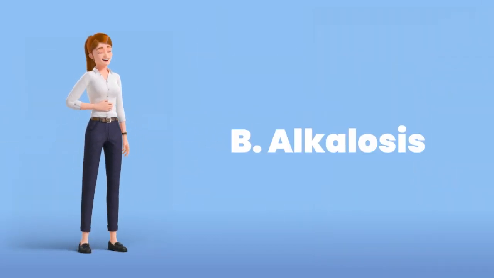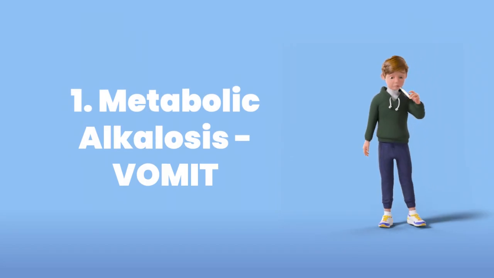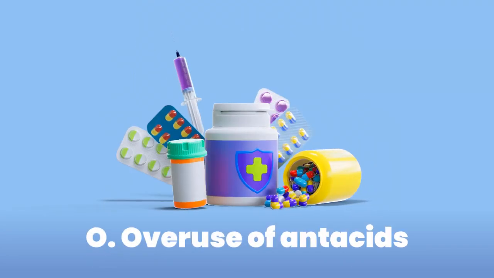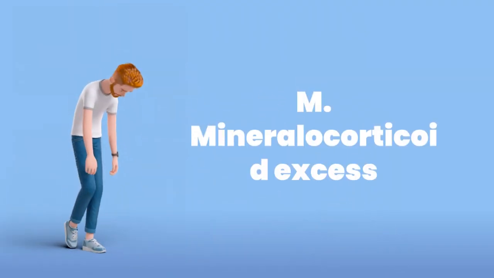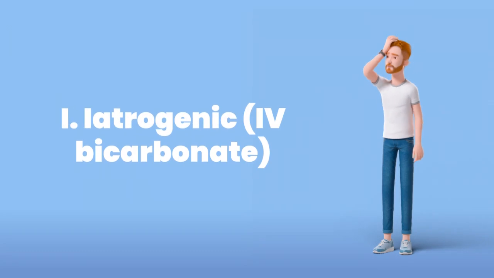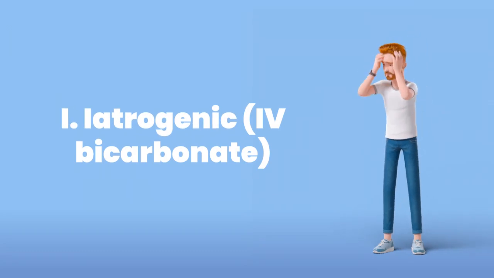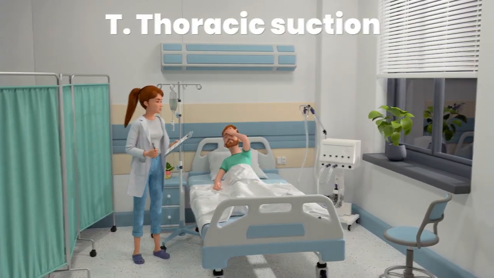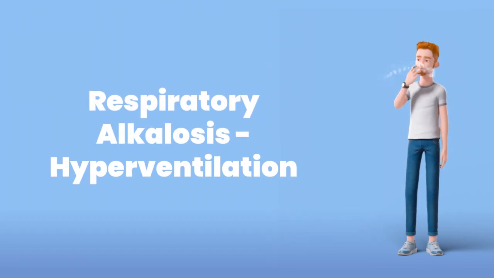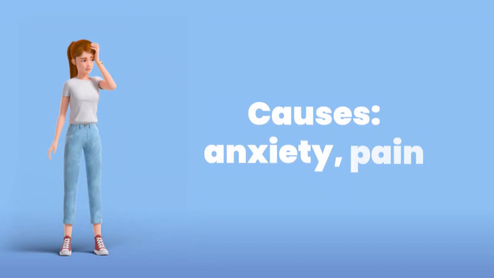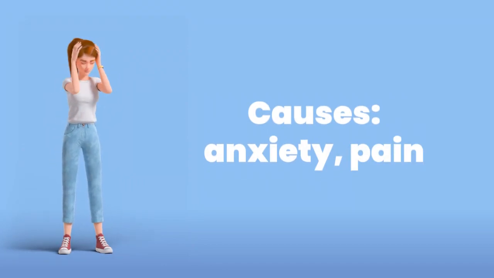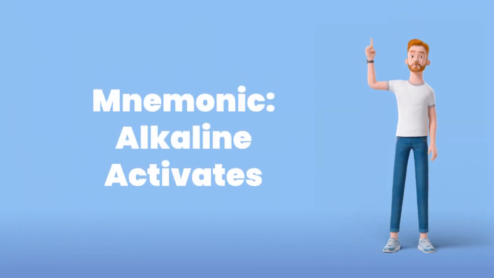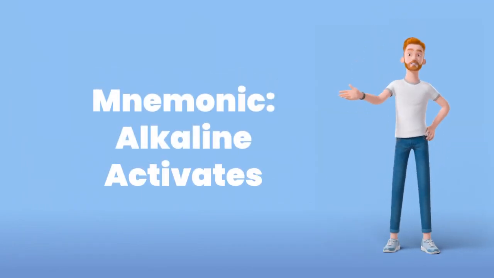Alkalosis. 1. Metabolic alkalosis, VOMIT. Vomiting. Overuse of antacids. Mineralocorticoid excess. Iatrogenic, IV bicarbonate. Thoracic suction, NG tube. Respiratory alkalosis, hyperventilation. Causes: anxiety, pain, fever, early pulmonary embolism. Mnemonic: Alkaline activates, tingly, anxious patient.